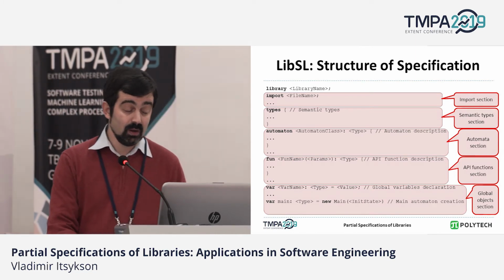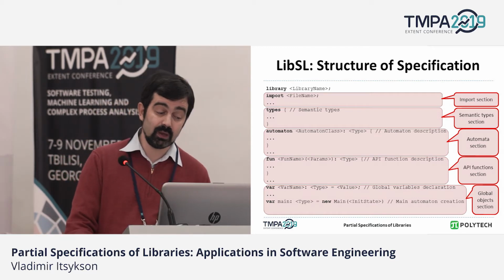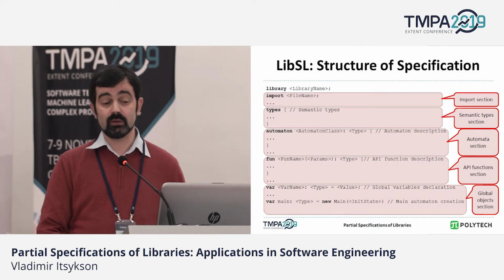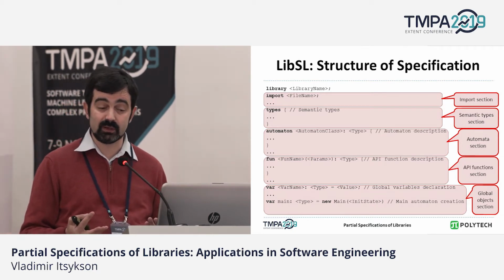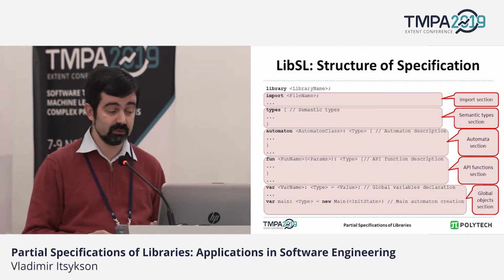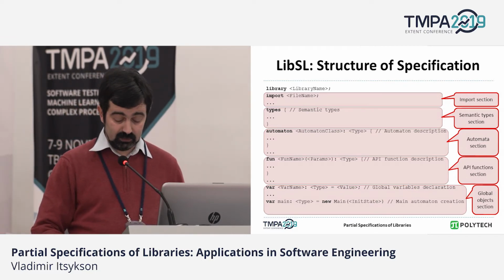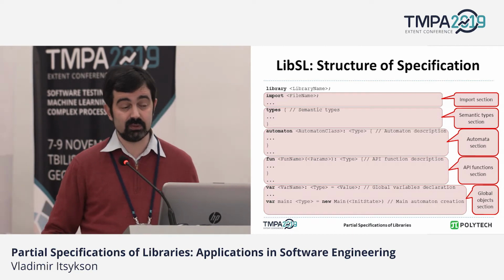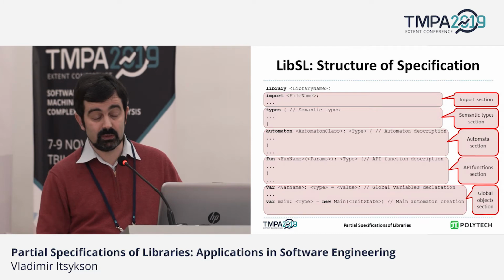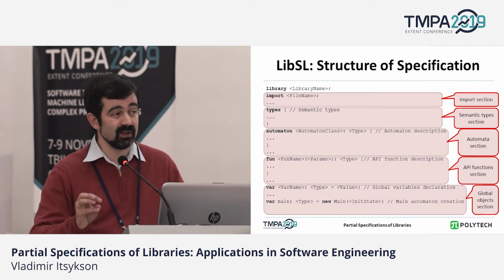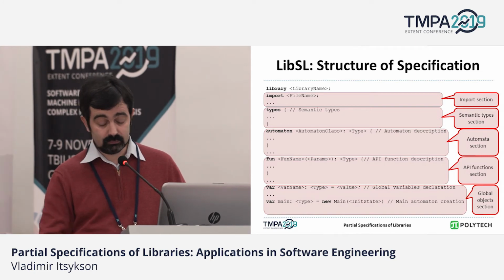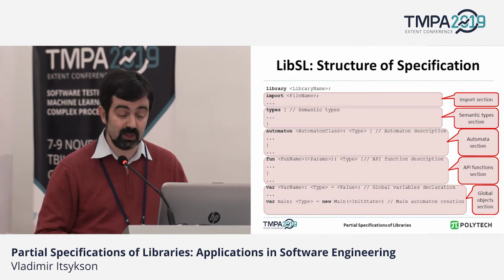First line is name of library. Second section, it's an import section. We can import any LibSL description to build complex LibSL descriptions. Section of semantic types, it's a special section where we can define types used in the library and define semantic aspects of types. I will discuss semantic types later.